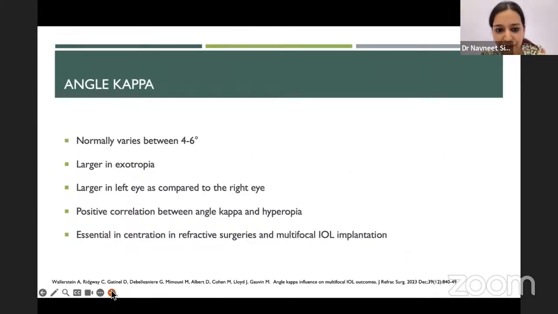So why is angle kappa important? Angle kappa normally varies between 4 to 6 degrees, and it is not situated in the center of the pupil. It is larger in exotropias, and larger in the left as compared to the right eye, because in the majority of the population, the right eye is the dominant one. There is a positive correlation between angle kappa and hyperopia. In people who have a hyperopic refractive error, angle kappa is seen to be slightly on the positive side, on the higher side. So knowing the angle kappa is essential in centration in refractive surgeries and in cases where multifocal lens implantation is planned.